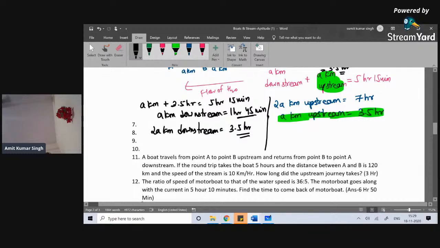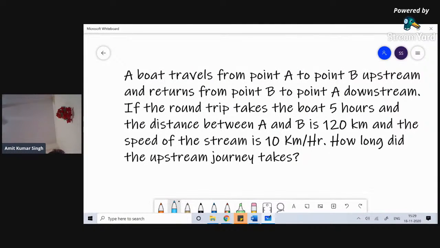Answer is 3 hours, guys. A boat travels from point A to B upstream and returns from B to A downstream. If the round trip takes 5 hours and the distance between A and B is 120 kilometers, and the speed of the stream is 10 kilometers per hour, how long did the upstream journey take?